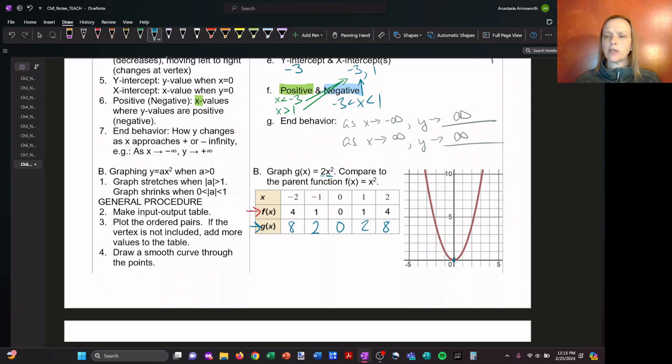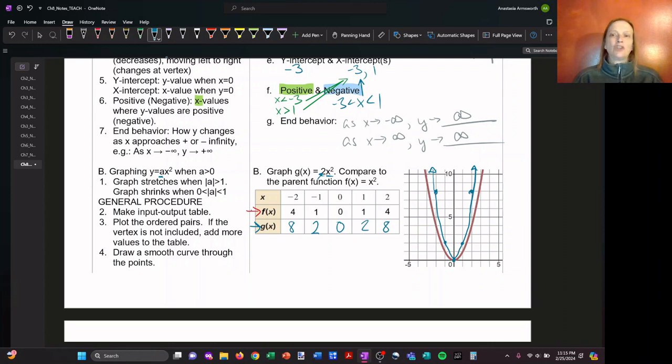On here, my vertex stays the same. But when I move 1 unit on either side of that vertex, I go up to 2 units instead of just 1. And then when I move 2 units from the vertex in the x direction, I plot points that look like this. So I end up with a narrower version of the parabola when I have a multiplication value, an a value in front of my x term.